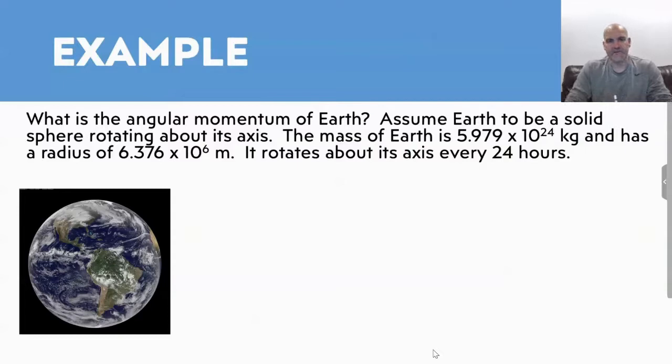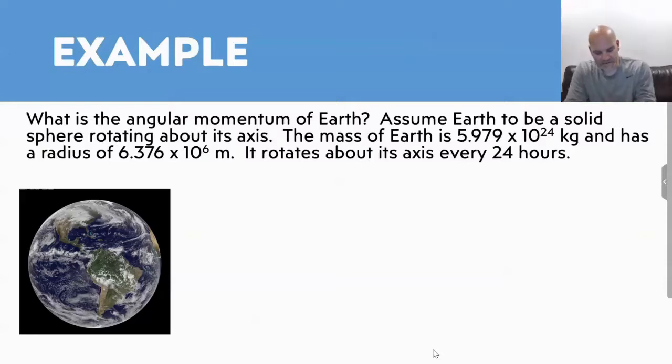I apologize. So this here is, what is the angular momentum of Earth? Great question. Okay, assume the Earth to be a solid sphere rotating about its axis. The mass of Earth, you can see, is almost 6 times 10 to the 24 kilograms, a radius of 6.376 times 10 to the 6 meters, and it rotates on its axis every 24 hours, right?